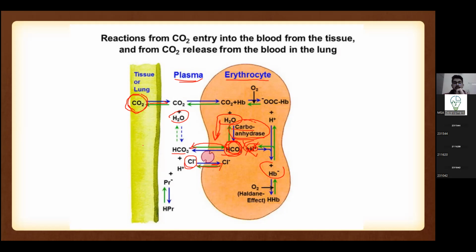What about the carbamate? For carbamate, the same CO2 that's diffusing from the tissue, instead of reacting with water this time, is going to combine with blood proteins, mainly hemoglobin. When it does that, it's going to produce something called carbamino compounds or carbamate. Basically, carbamate is a carbon molecule that's bound to the amino terminal of the blood proteins, which is most of the time hemoglobin.